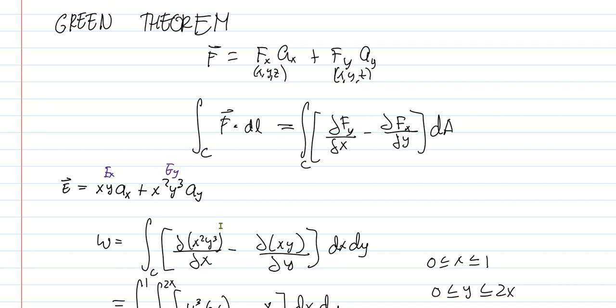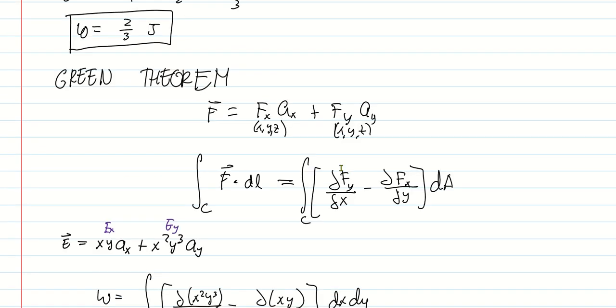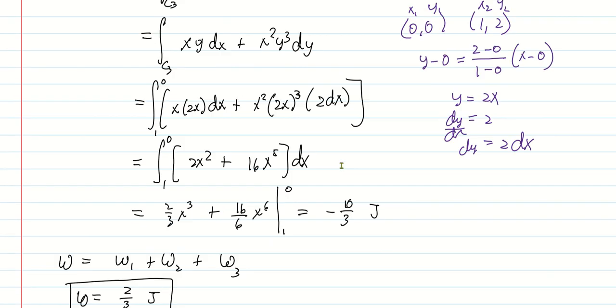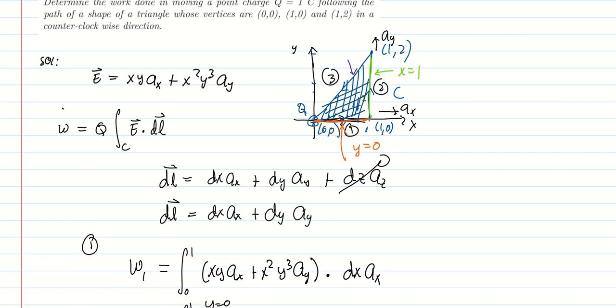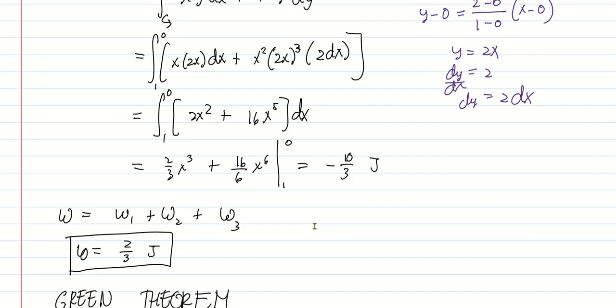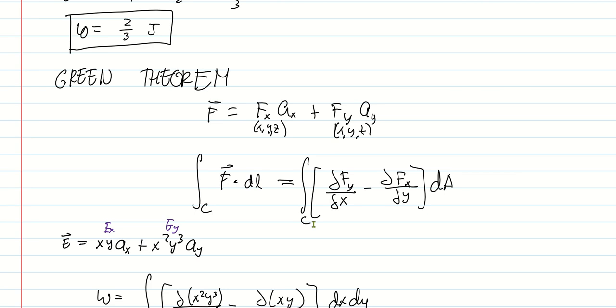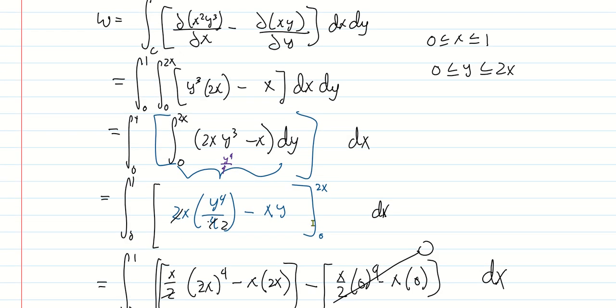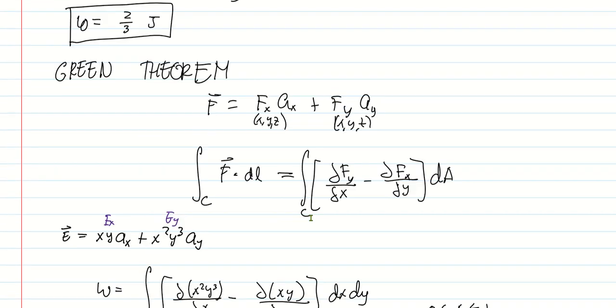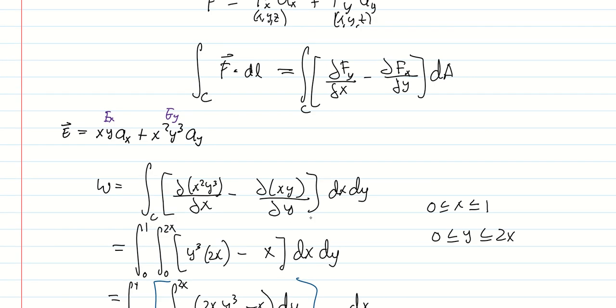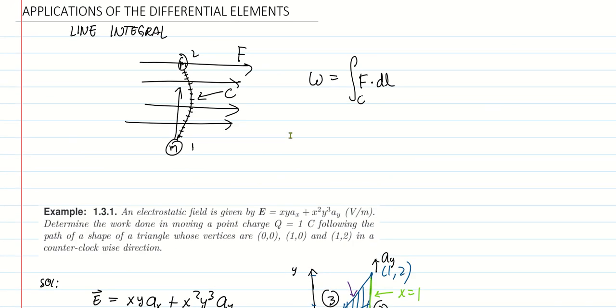But remember, when you use Green's theorem, the condition is that there should be an area that is bounded by the path. In other words, it should be a closed line integral. So usually we put a circle here to denote that this is a closed integral. You cannot use this theorem if it's not a closed integral. So this is a line integral.